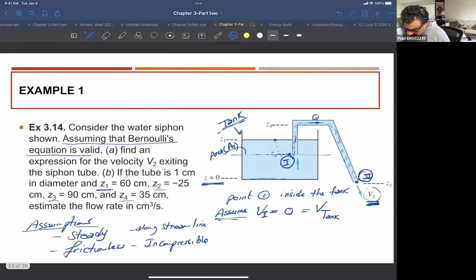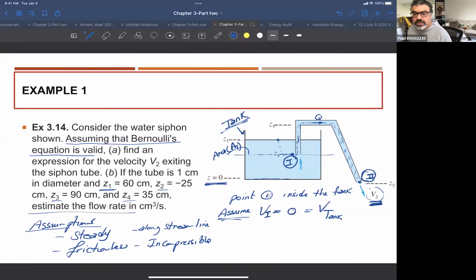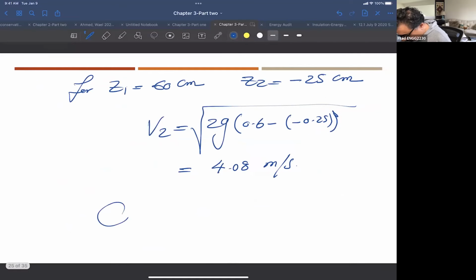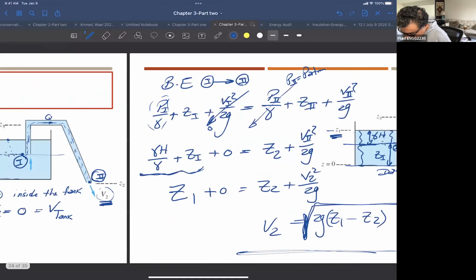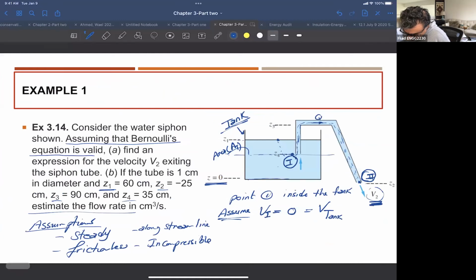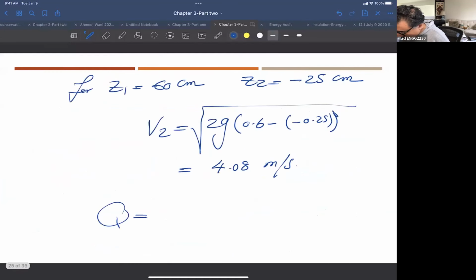What other thing does he want? Estimate the flow rate. Some people are saying the flow rate Q1 is equal to Q2, that's fine. But now he's asking about these flow rates, right? So what is the flow rate in this case? Q is, and did he say anything about the diameter of the pipe? The diameter of the pipe is 1 centimeter, right? So Q is equal to area times velocity.